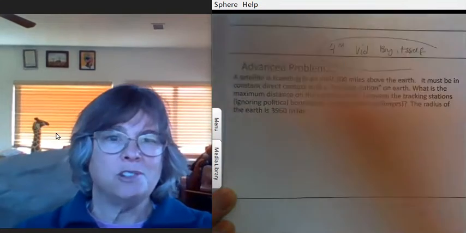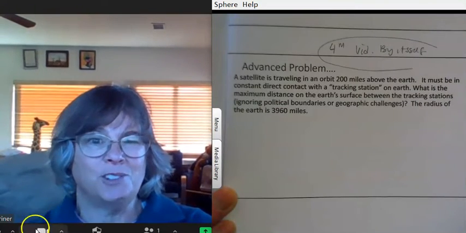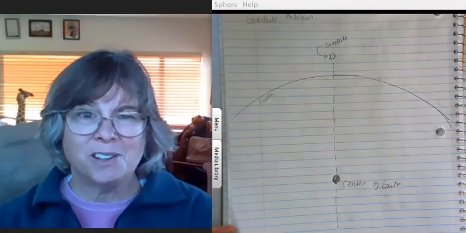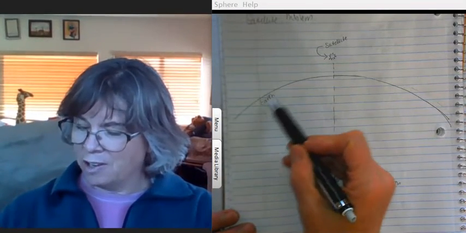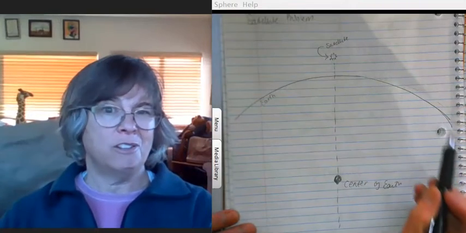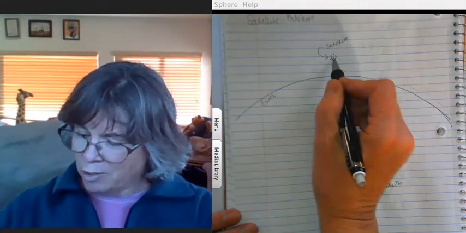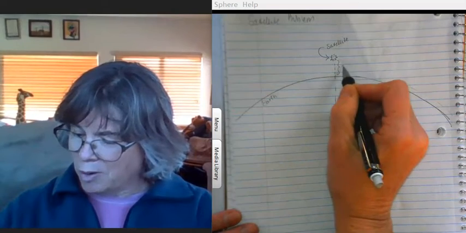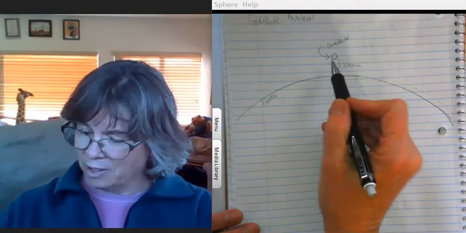So let's actually start by drawing a picture together. We're going to work through this at different stages. So please note, this is not to scale, but I've drawn this arc to represent the surface of the Earth. Here's the satellite, which is going to maintain a 200-mile height above the surface of the Earth, and it's going to stay constant.